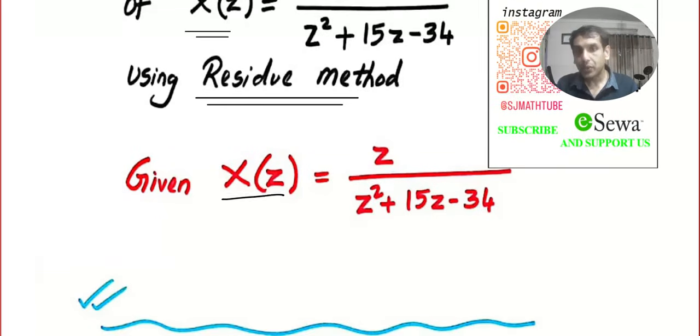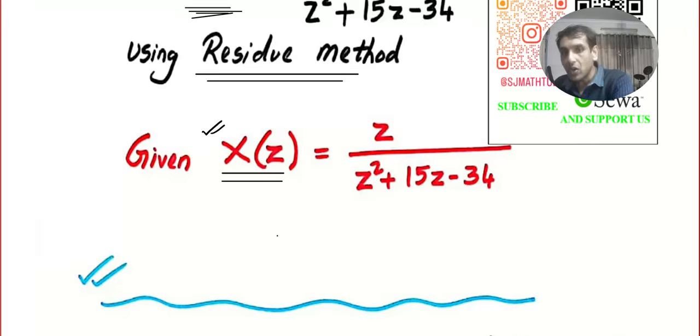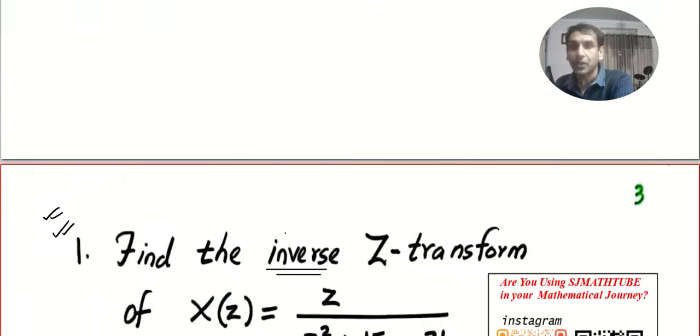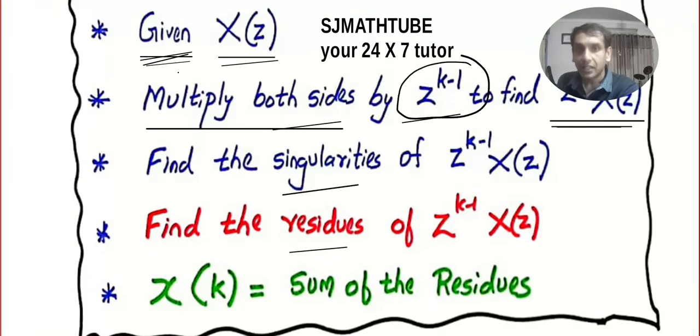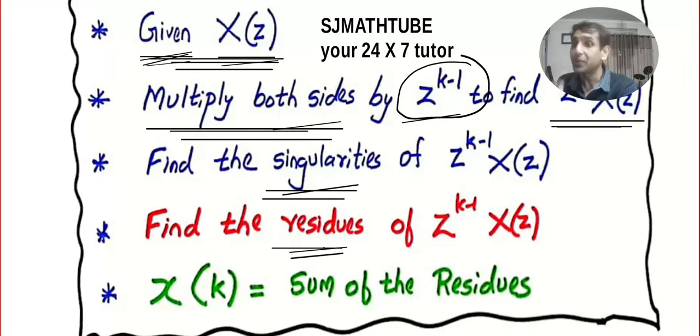So what did I do? I am calling the given function. No, it's already given. If it is not given, I will name it. Now step number 2. Do you have the working rule? I have kept the rule over here: given function, multiply, singularity, residue, add them up.